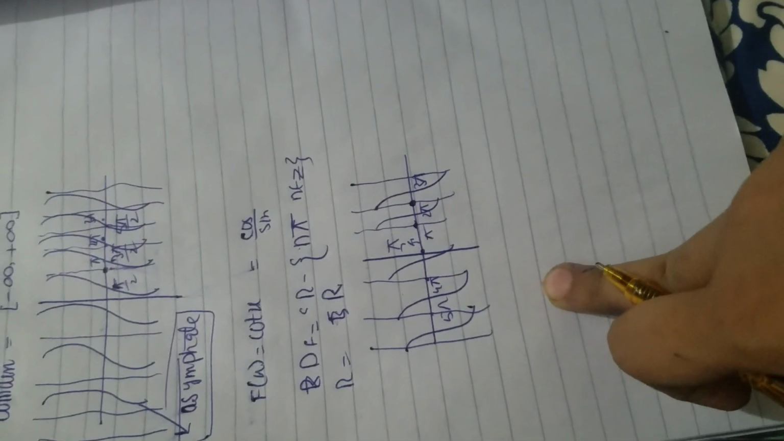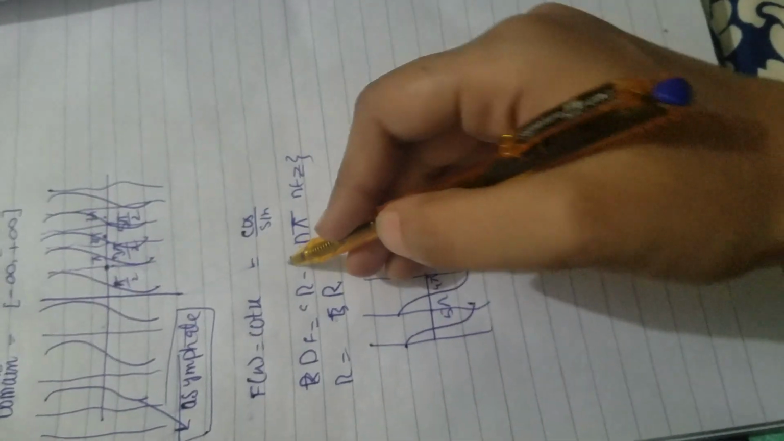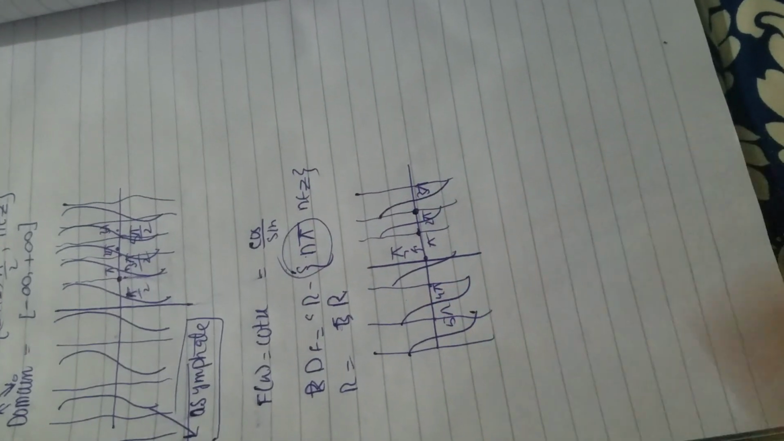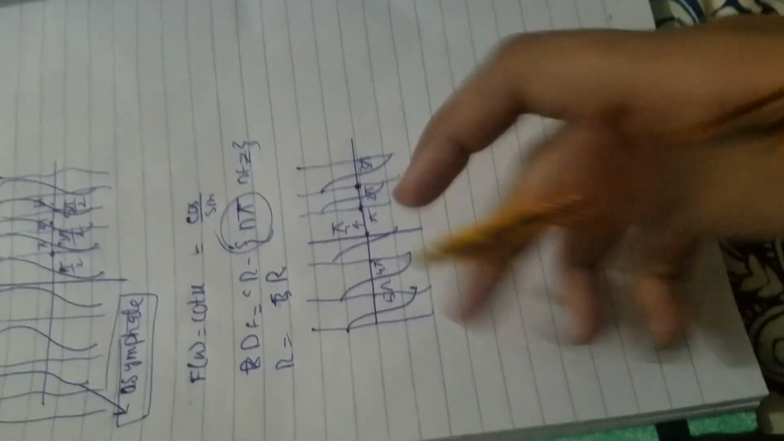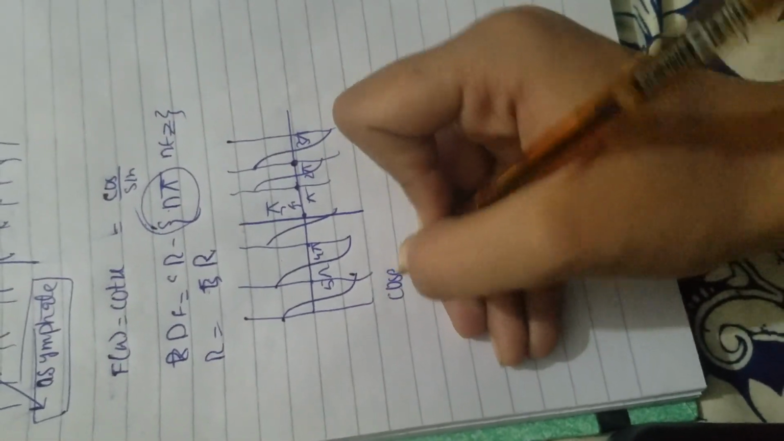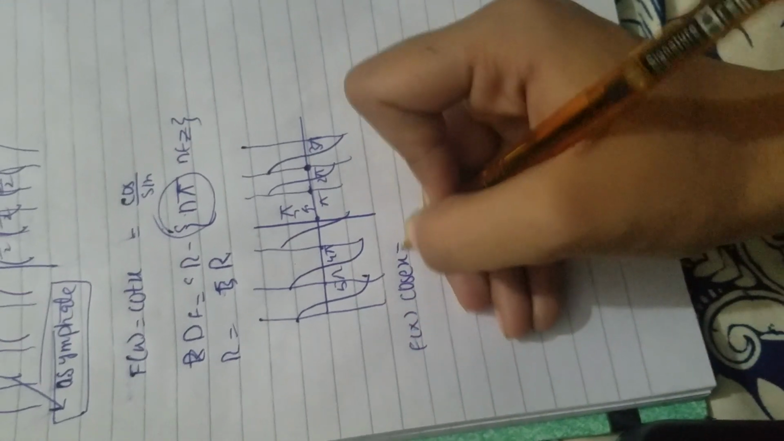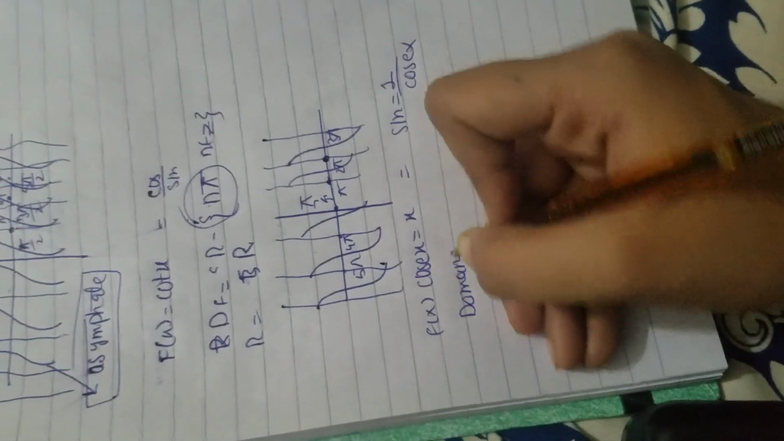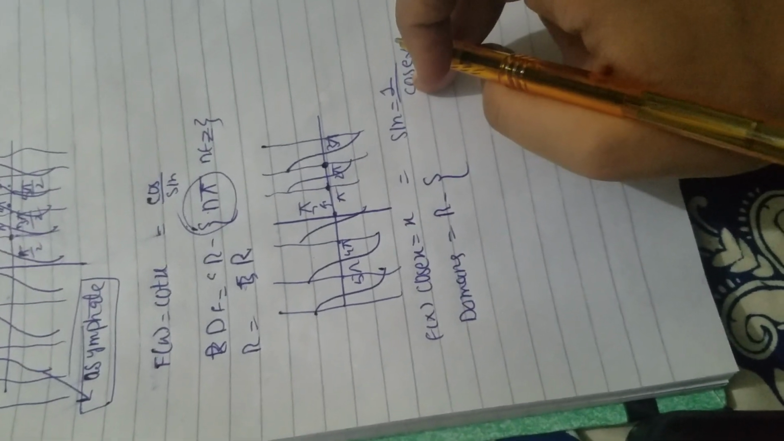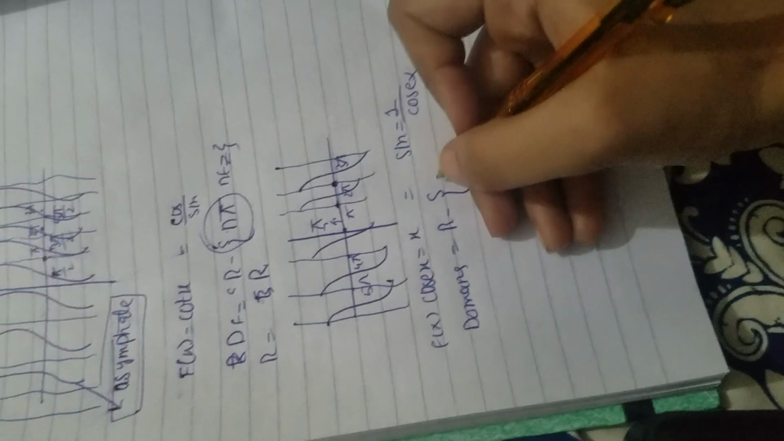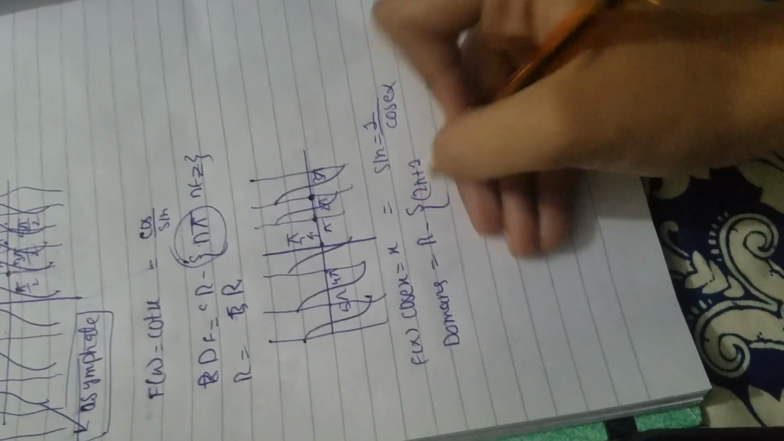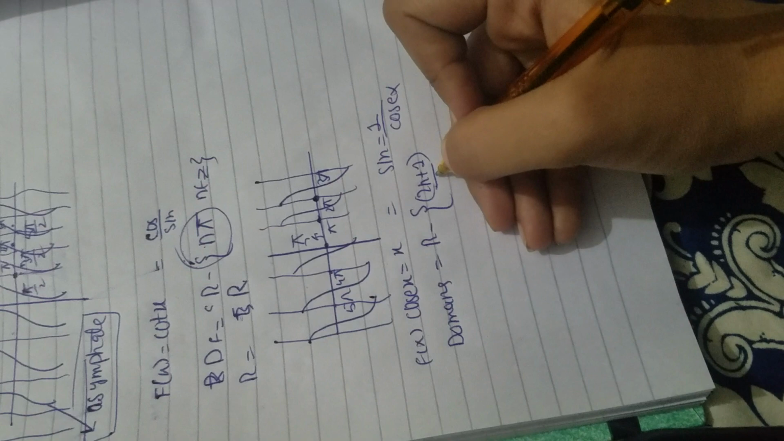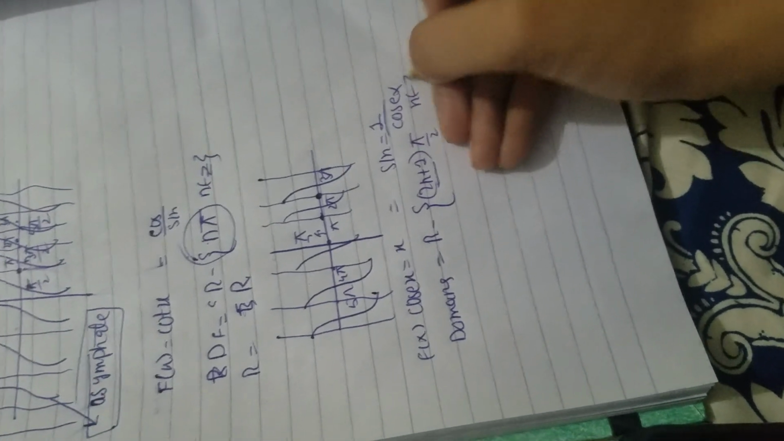Now the graph of cot x shows that we are omitting these integral multiples of pi, so that we cannot get a zero in the denominator. Talking about the next graph, which is cosec, f(x) equals cosec x, which is the reciprocal of sine, cosec x equals 1 upon sin x. So here the domain is the real numbers minus the points where sine is 0, that is n pi, where n belongs to the integers.